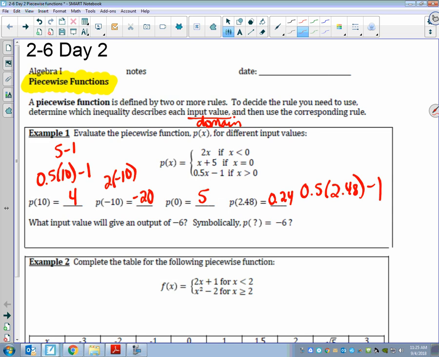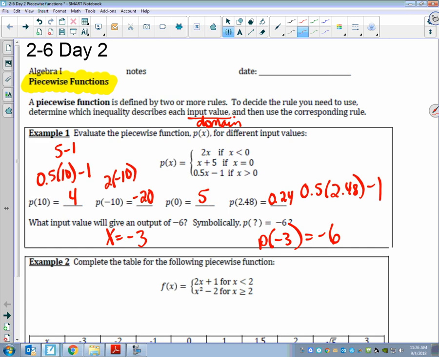It says what input value will give an output of negative 6, or symbolically what x would make p of x equal negative 6. So can you think of something for that? Like what x value would give me a y value of negative 6? I think it's going to be this one, right? What number could I put in there? 2 times negative 3 is negative 6. Negative 3 is less than 0, so I think p of negative 3 equals negative 6, or when x is negative 3.